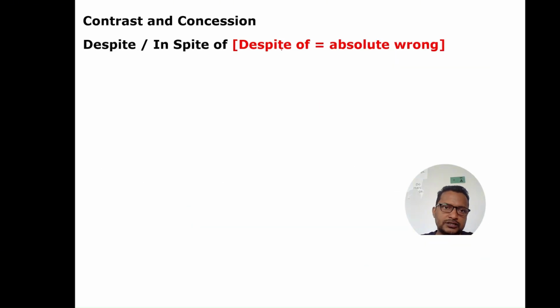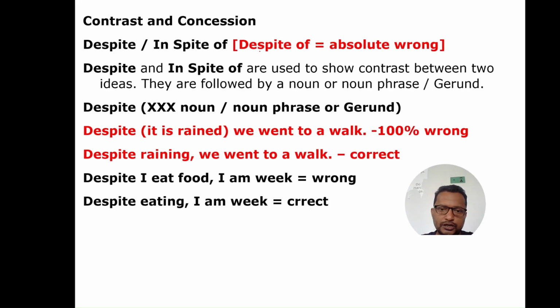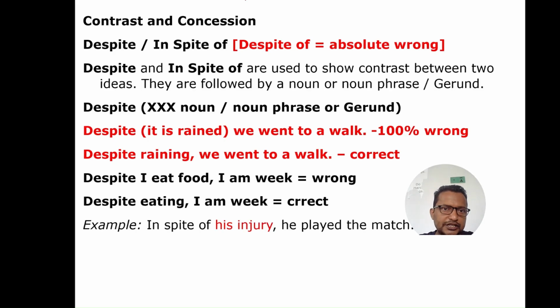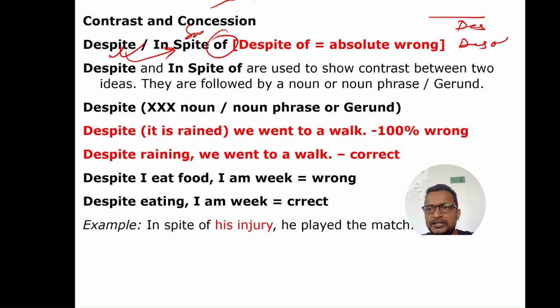Now contrast or concession, despite and in spite of. This is also a most important concept, right? Despite and in spite of are basically the same thing. Despite will come alone, in spite will come with of. So in the blanks, if you have despite of, then despite of is gone already, 100% wrong. Despite will only come as despite, and in spite will come with of.